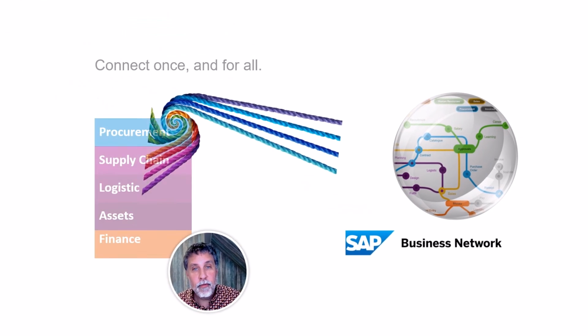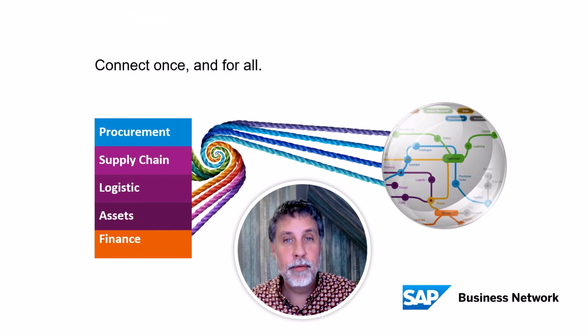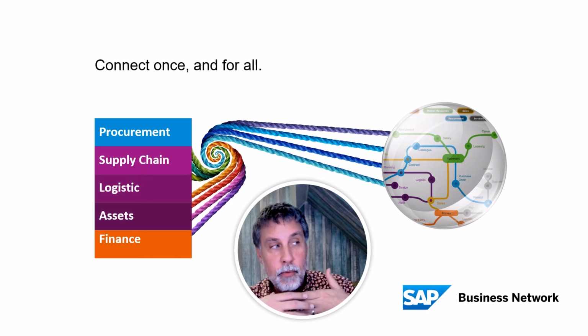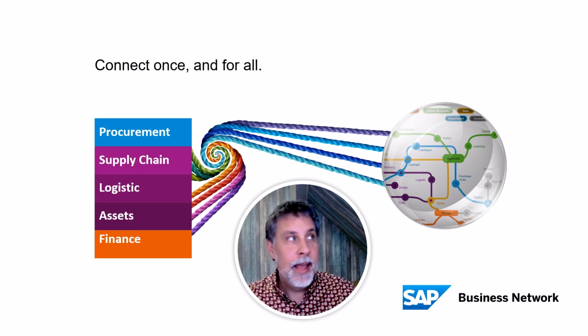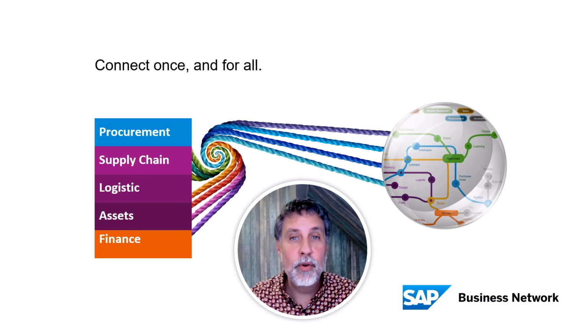And with those 5 different flavors of the business network, this is how you connect once to the network and you can reach all of your suppliers and they can kind of do the same. It's a universal language.